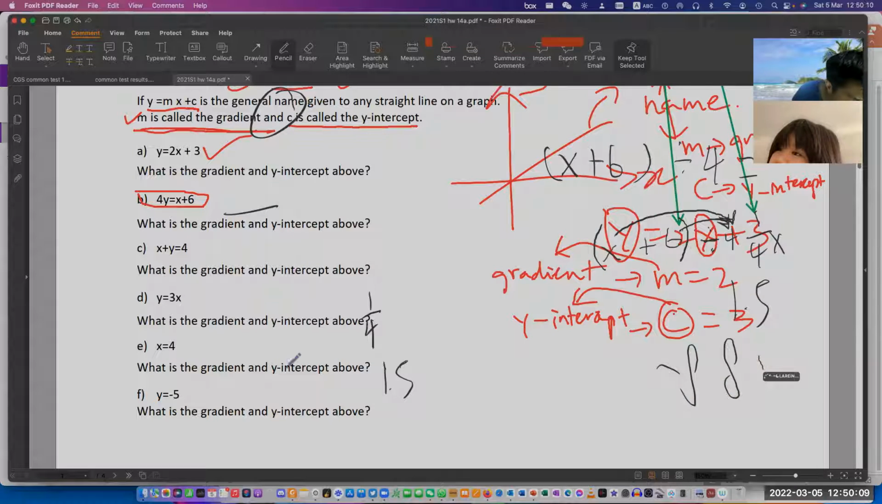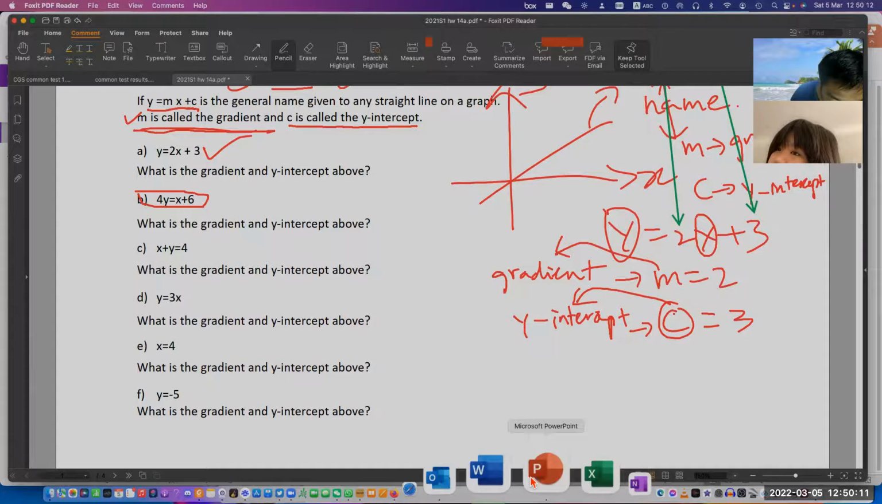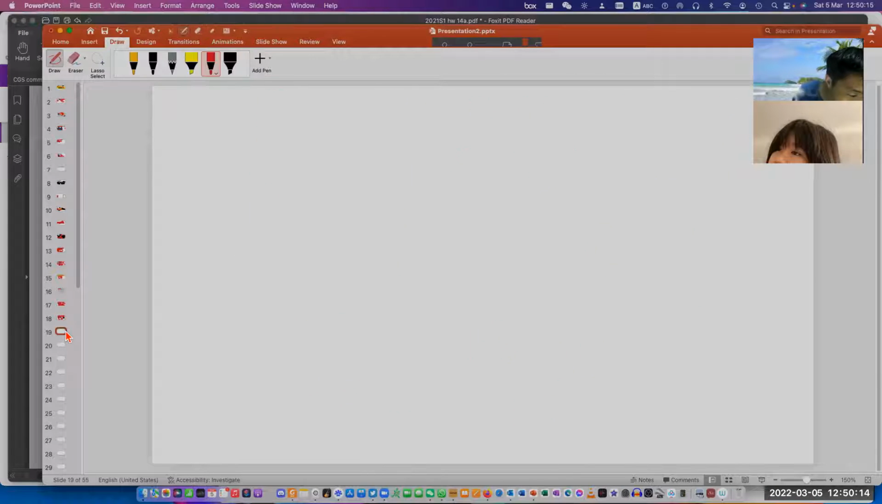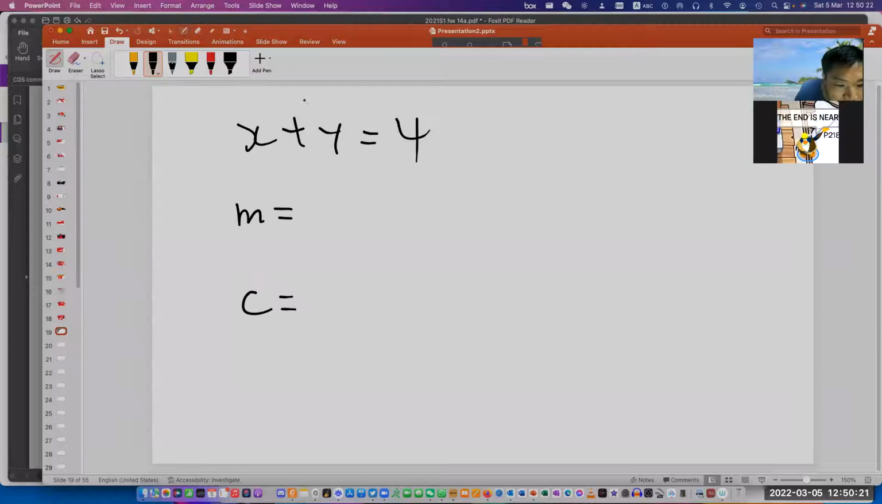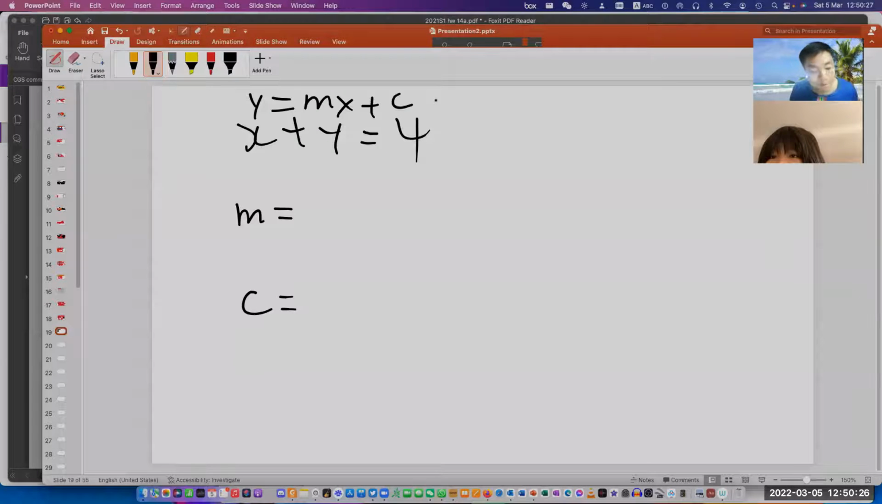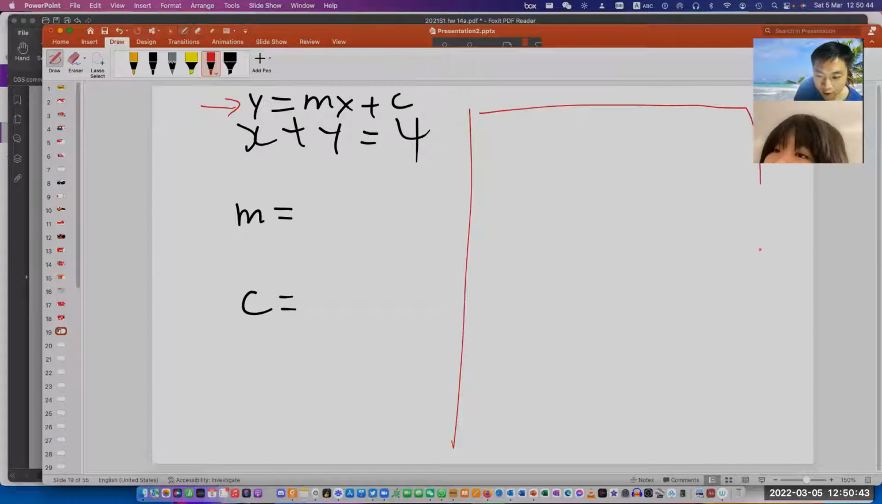Okay, next. x plus y equals to 4. x plus y equals to 4. So what is your m in this case? What is your c in this case? The general format is y equals to mx plus c. So how do you do this question? Yeah, do it here. You're working.